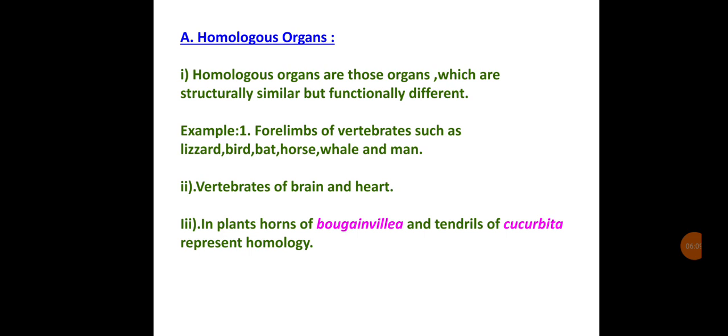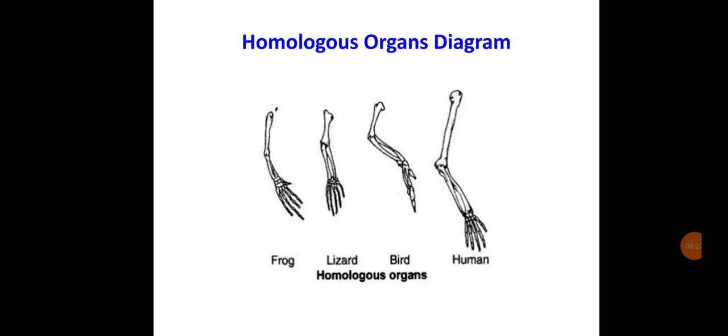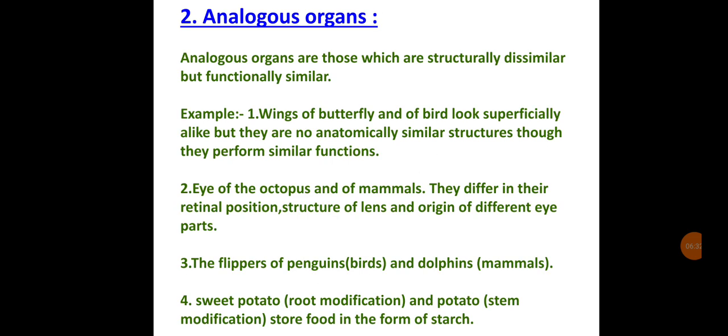Homologous organs are those which are structurally similar but functionally different. For example, the forelimb of vertebrates, lizard, bird, bat, horse, whale, man; the vertebrate brain and heart. In plants, the thorns of bougainvillea and tendrils of cucurbita. Here, the diagram shows the homologous organs.